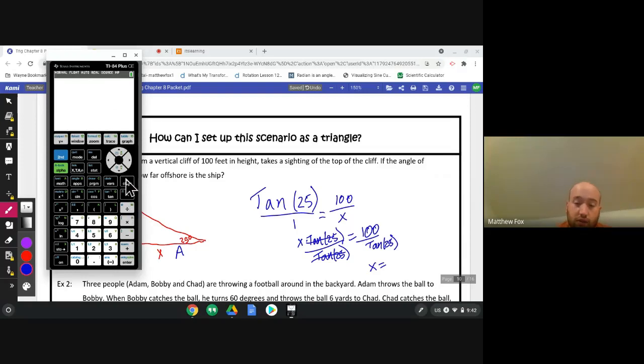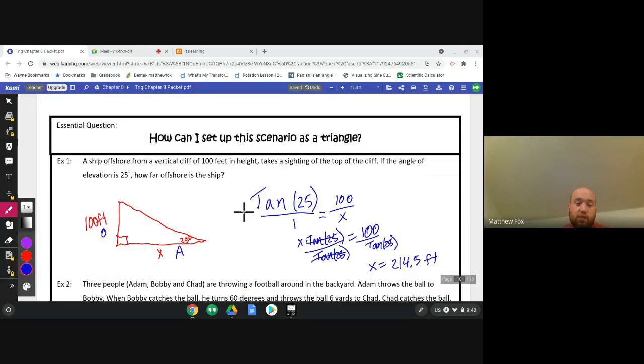Okay, so now I just do 100 divided by the tangent of 25. Close my parenthesis, hit enter, and I will get 214.5. Our label was feet. Okay, so that's one example of a story problem.